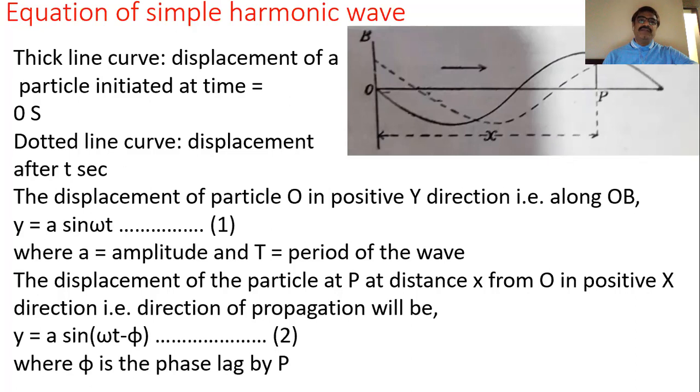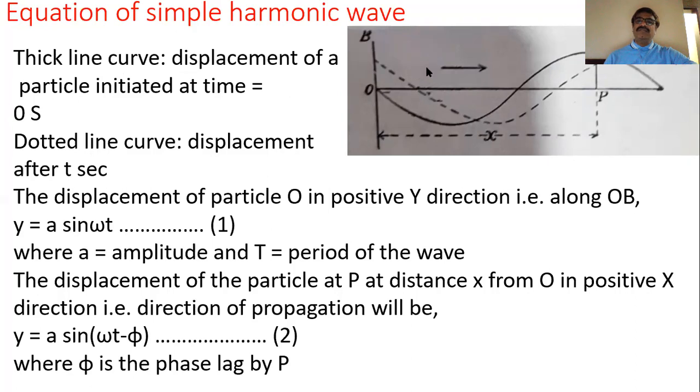During its propagation, we find two waves, one wave whose displacement has started from point O. That means it has started at 0 second, so it is represented by a thick line curve. The thick line curve represents the displacement of a particle initiated at time 0 second. The dotted curve represents the displacement of a particle which has started after t seconds.